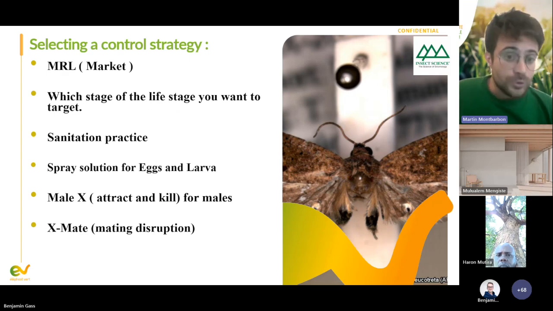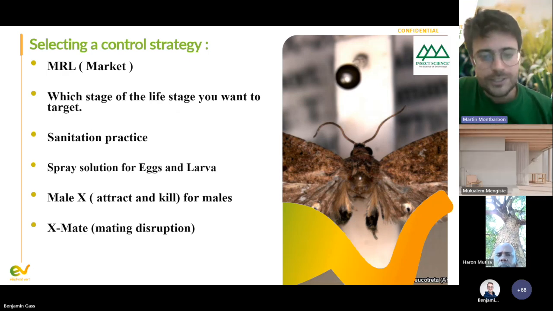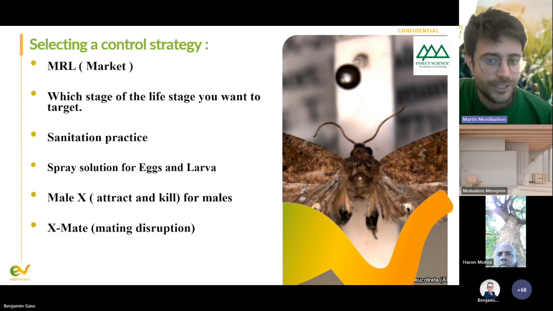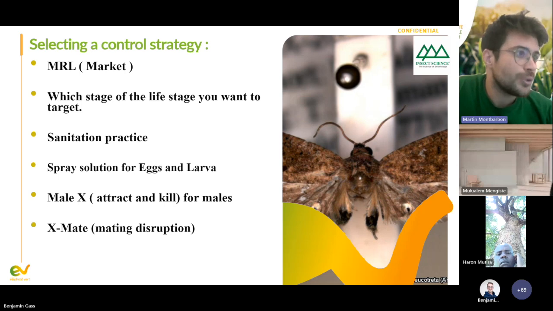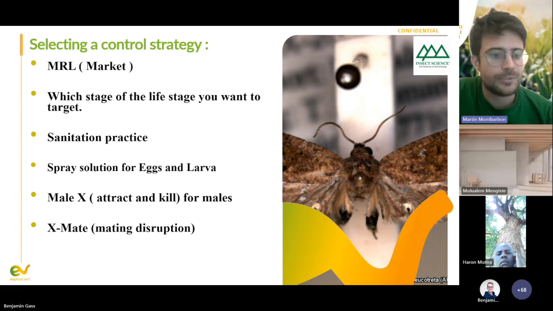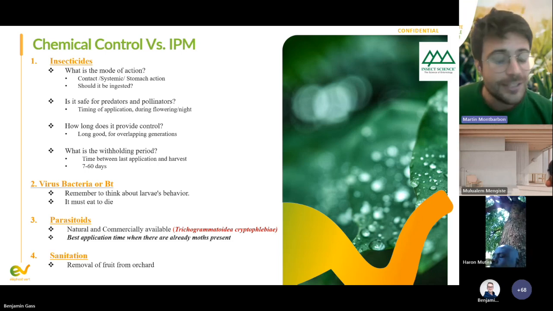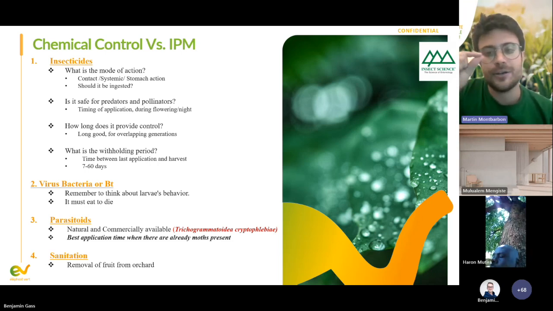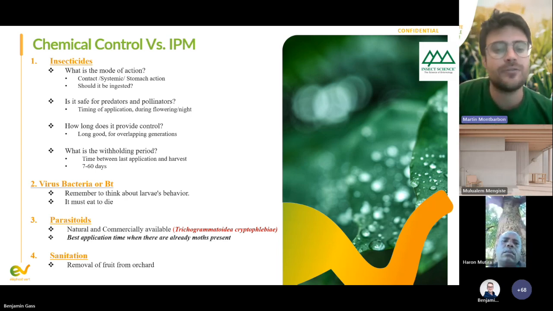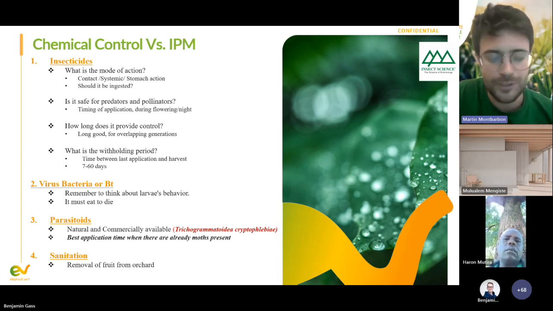So when it comes to control, you need a holistic approach on all stages, as we have said, and there are a few questions you need to ask yourself. What molecules can you use? Which stage of the life cycle are you targeting? And look at your sanitation practices and spray on the eggs and the larvae stage. And then there are 2 new solutions that you can use on the adult stage that we will develop later. So as we've said, the larvae go and dig inside the plant, the flowers, the fruit, whatever you are growing.